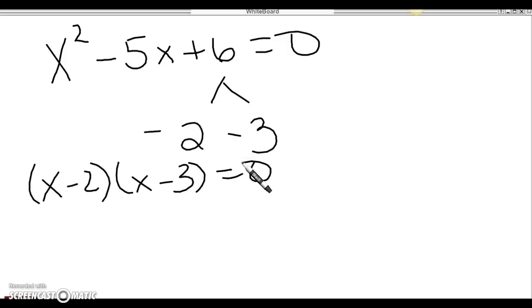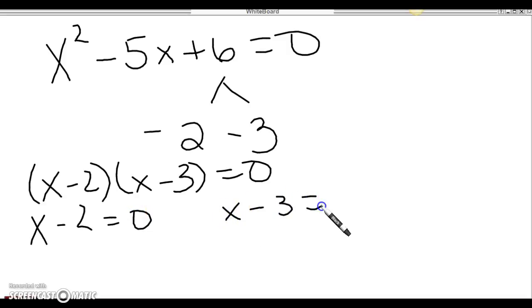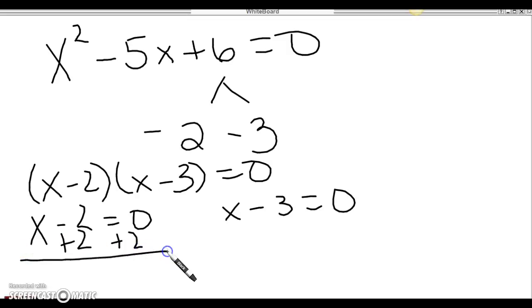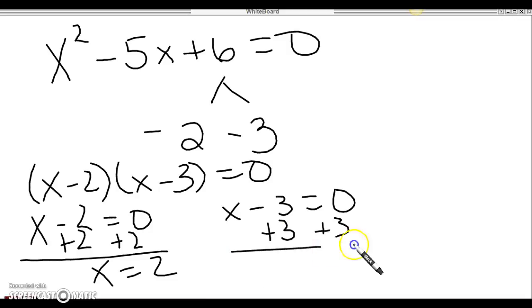So now I have a product, so I can set each one of those equal to 0. I have x minus 2 equal to 0 and x minus 3 equal to 0 because of the zero product property. One of those has to equal 0. So I'm going to add 2 to both sides to find out what x is. So x equals 2 here, and here, x equals 3. So according to the zero product property, I know that the place where my graph, or my parabola or quadratic equation, is going to cross the x-axis is at x equals 2 and at x equals 3.